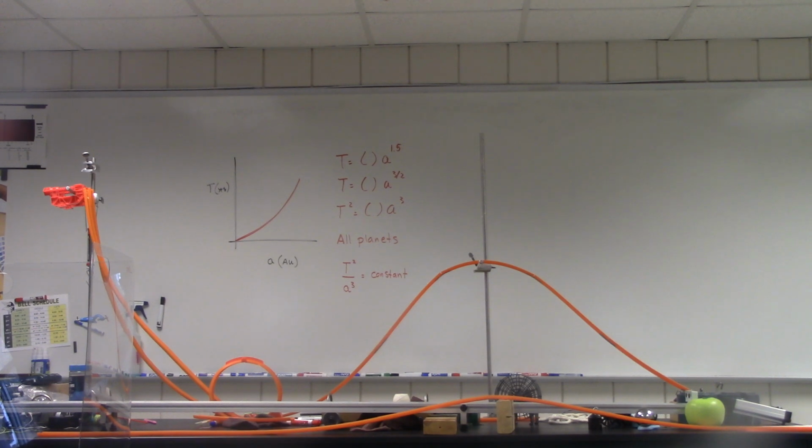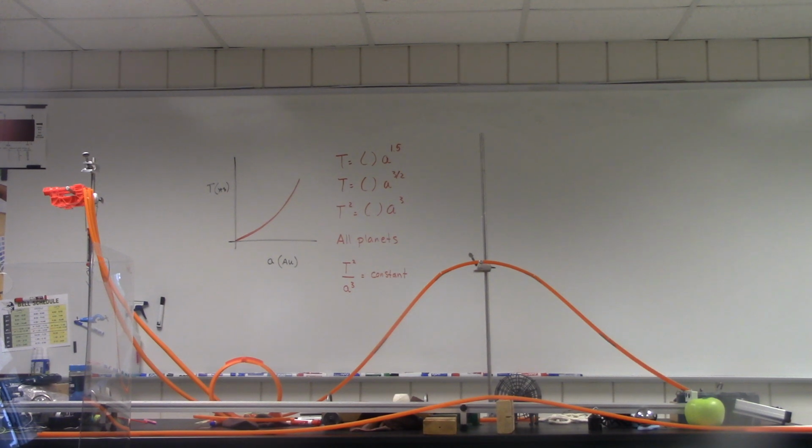0.39, 0.71, 1.52, 5.2, 19.95, 19.8, 31.6. 0.24, 0.61, 1.88, 12, 29.4, 84, and 164.9. All right, well, it is what it is.